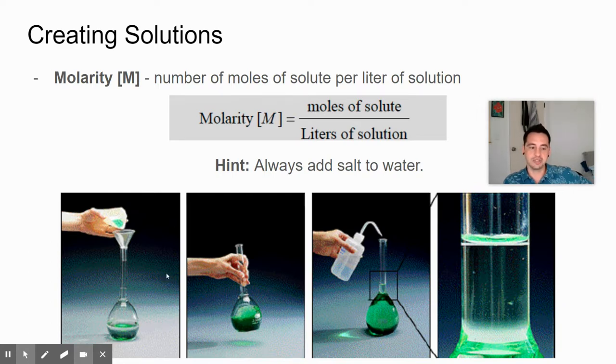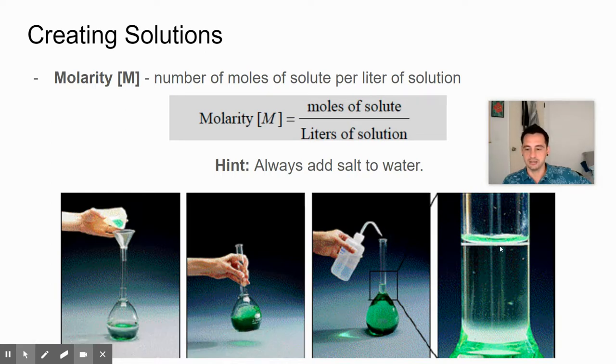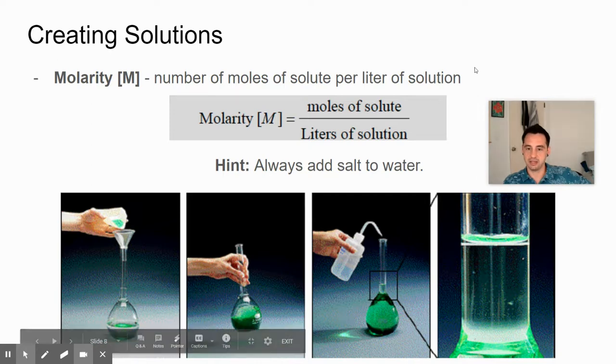Okay, this is just a picture of how to do that. So you see that in the first picture, they have the water already in the volumetric flask. They're adding the salt to it. They're stirring it a little bit. Then they're adding water up to the mark where the meniscus hits the mark. Okay, and that's typically how we make a solution using a volumetric flask.